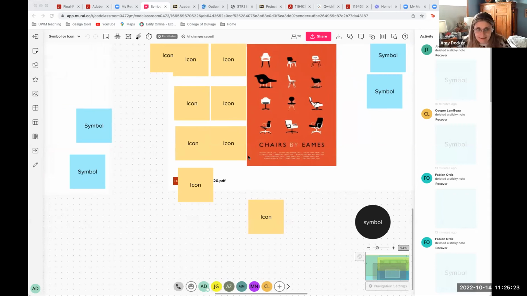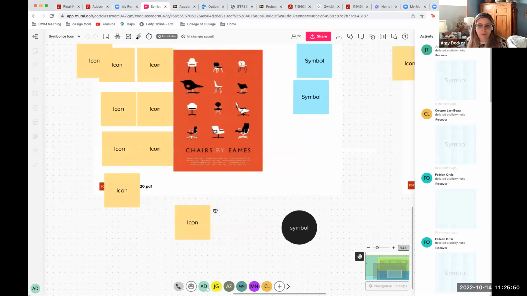And so for this one, all these chairs are showing different chairs, different styles of existing real things. They are icons. So these are icons. Those of you who had icon, you are correct, because these are literal representations of something that exists. These chairs all still exist. These chairs are all iconic chairs that exist and are in the world. And so these are icons. So well done.